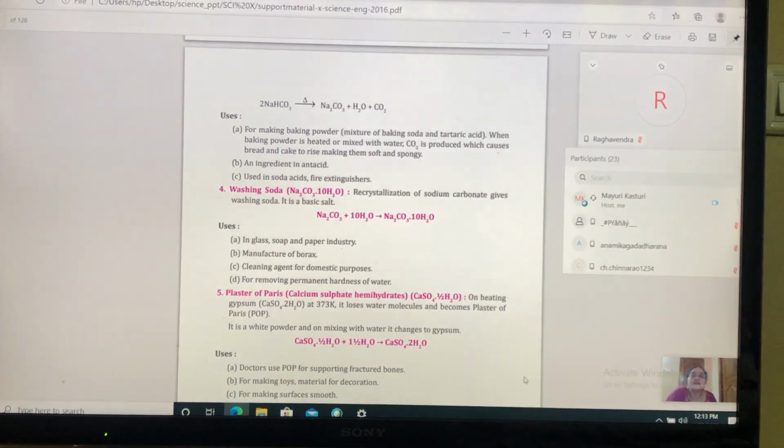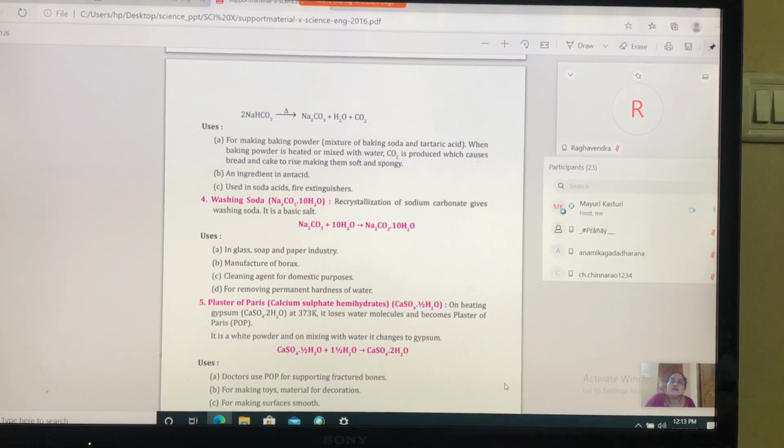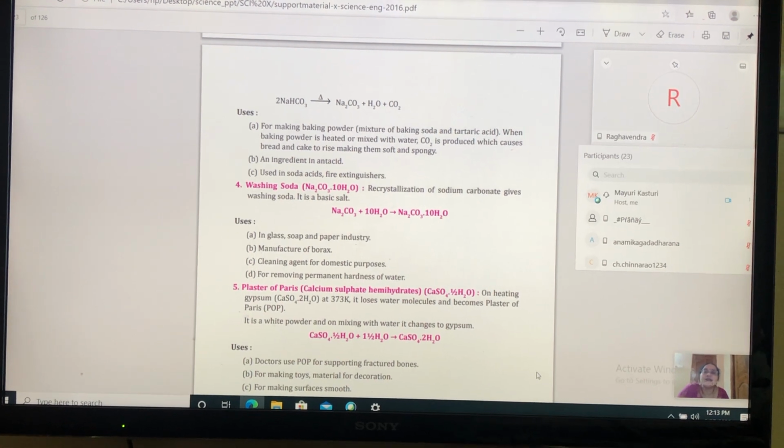So how is it prepared? It is prepared from sodium chloride and water, and you are adding ammonia also, then you are going to get this sodium bicarbonate.